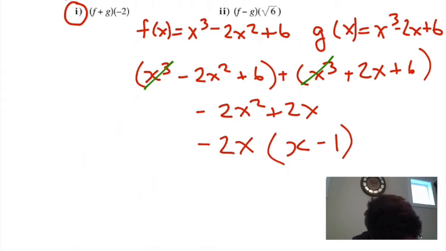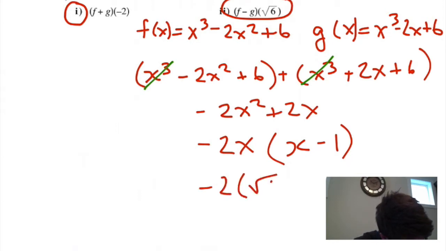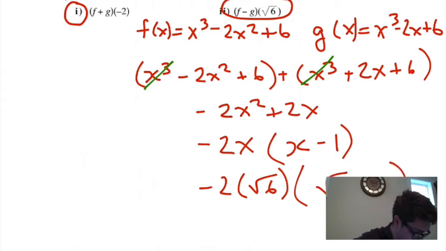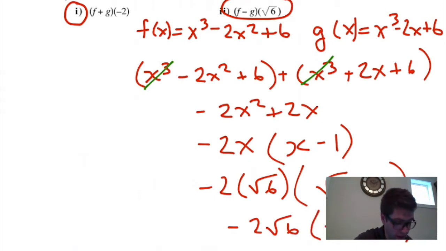So then when I'm finding f minus g of root 6, we know that all we have to do is put that root 6 in. So I have negative 2 times root 6, and then I have root 6 minus 1. So this can be just written as negative 2 root 6 and root 6 minus 1. Feel free to simplify as you like. I would probably think this is just fine because it's getting at what we're looking for you to find from the question.